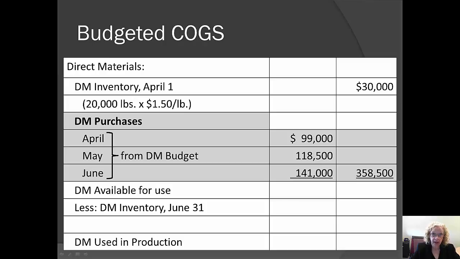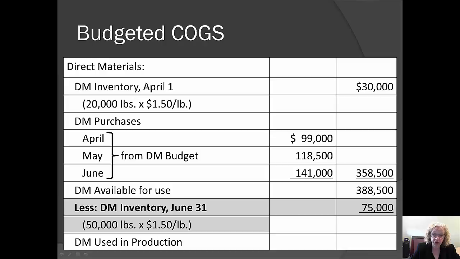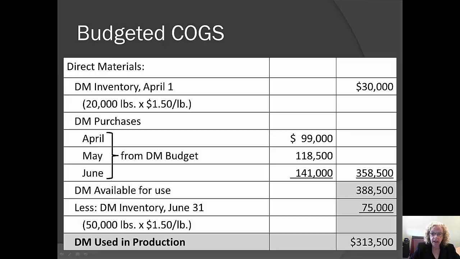Altogether, our direct materials beginning balance plus all of our purchases during the period equals the dollar value of all of the materials that we could use. But at the end of June, we had budgeted that we wanted to have 50,000 pounds left over going into July. 50,000 pounds times $1.50 represents the portion of all of our materials that we expect not to use.